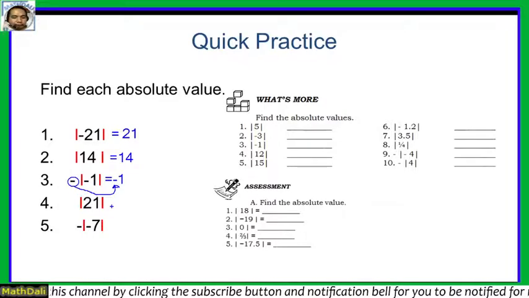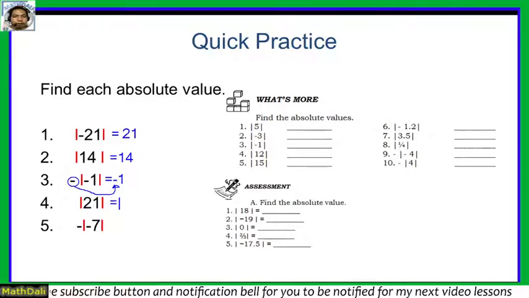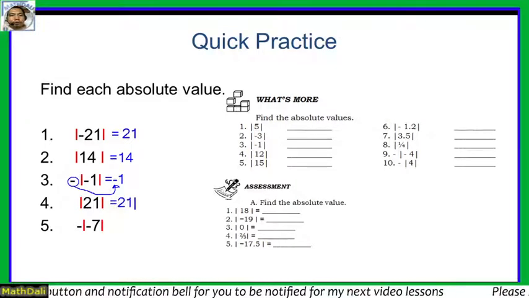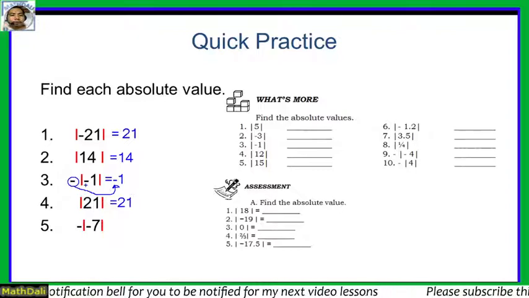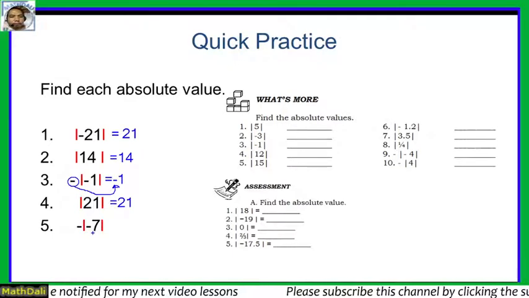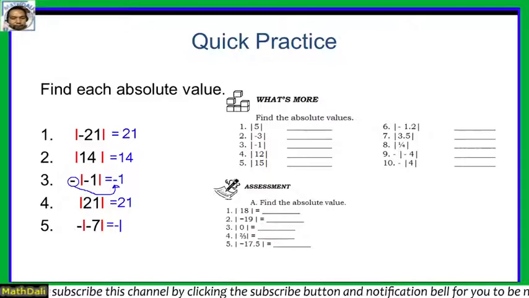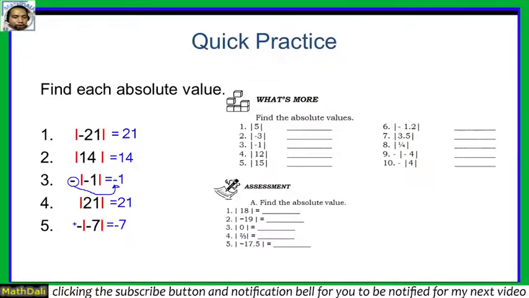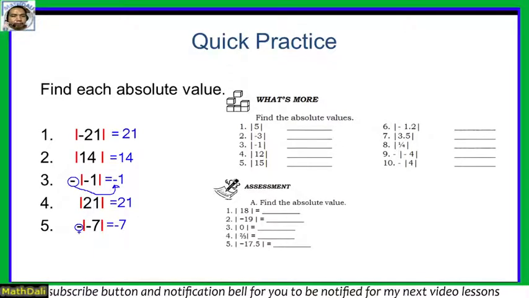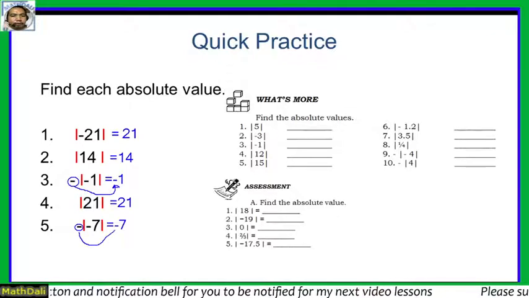Kung meron kayong nakitang negative sign dun sa labas ng absolute value, then yung sagot natin ay magiging negative. Okay, next. For number 4, absolute value of positive 21, that is equal to 21. So, yung distance ng 21 dun sa 0 ay 21 units. Then we also have negative absolute value of negative 7. Again, meron na naman tayong negative dito. Definitely, our answer should be negative 7. Kung meron kayong nakitang negative dito, lalagay ninyong sagot, negative.